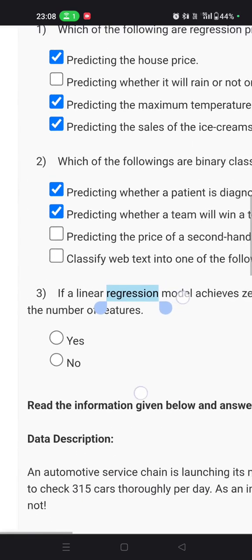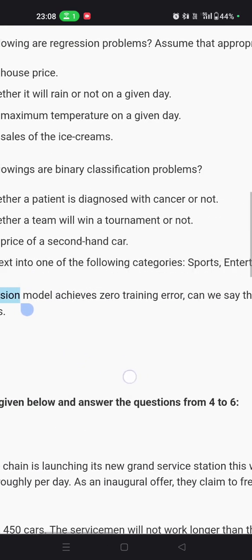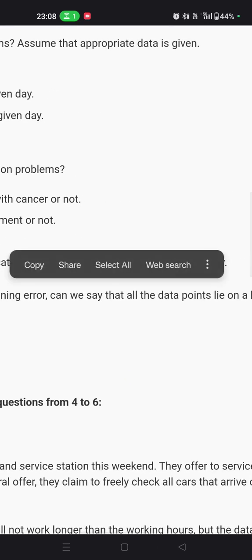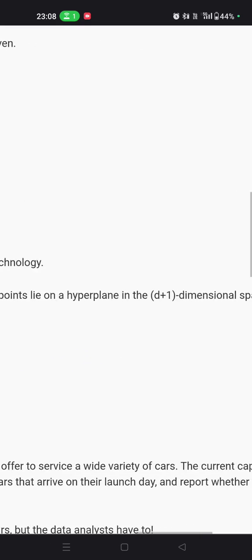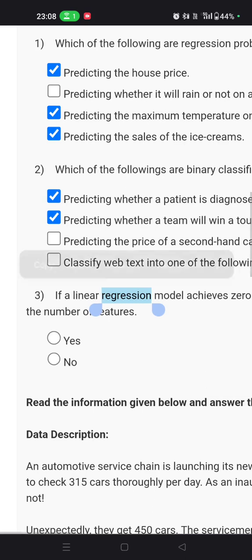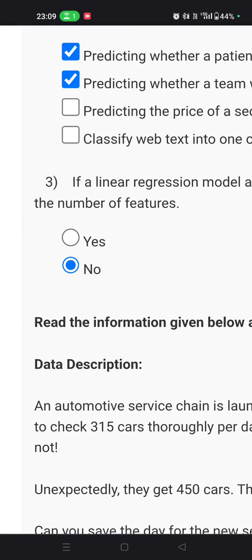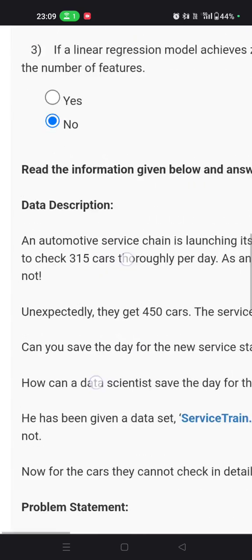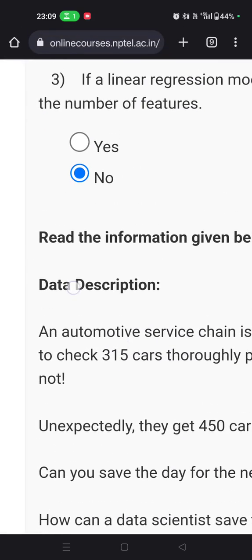Now according to this question, a linear regression model achieves zero training error. Can we say that all the data points lie on a hyperplane in d plus one dimensional space, where d is the number of features? Impossible, because I already told you it is based on the predicted value from another variable, like the person's experience and his salary, only two. To understand the next question you have to understand this data description.